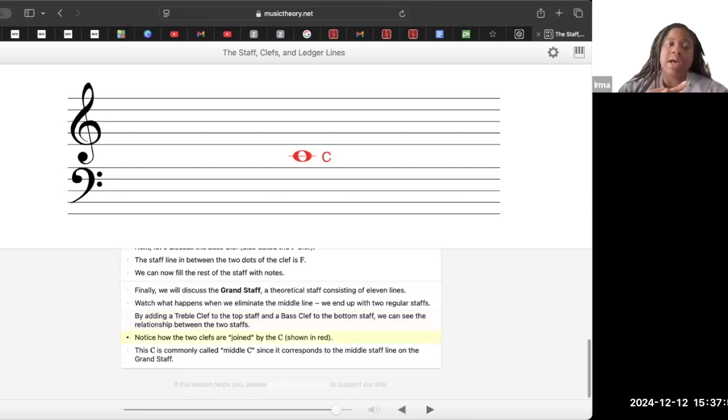And then you'll notice how when I pop that line back in there, the ledger line, middle C, that's where you're presented with the middle of the actual grand staff, which is middle C. Okay. And this C is commonly called middle C since it corresponds to the middle of the line on the grand staff.